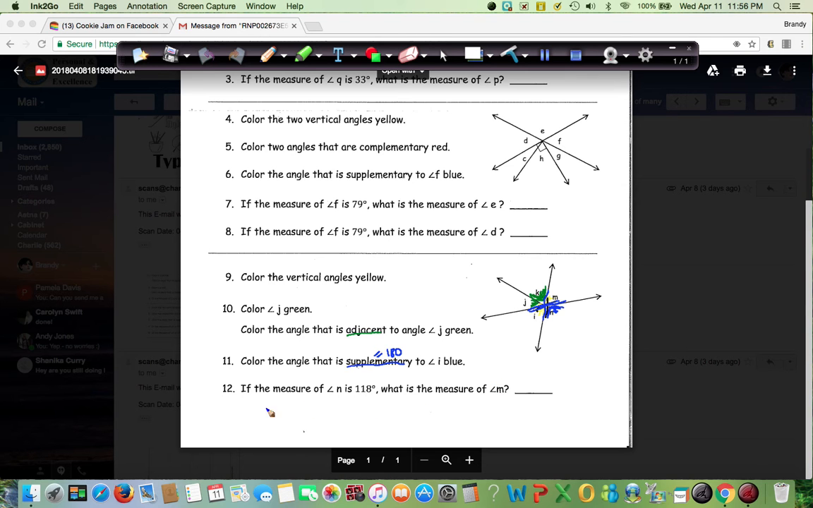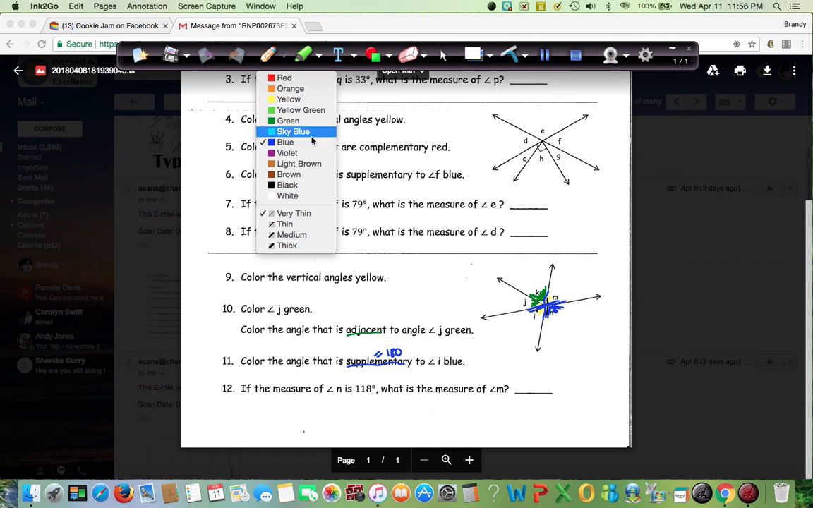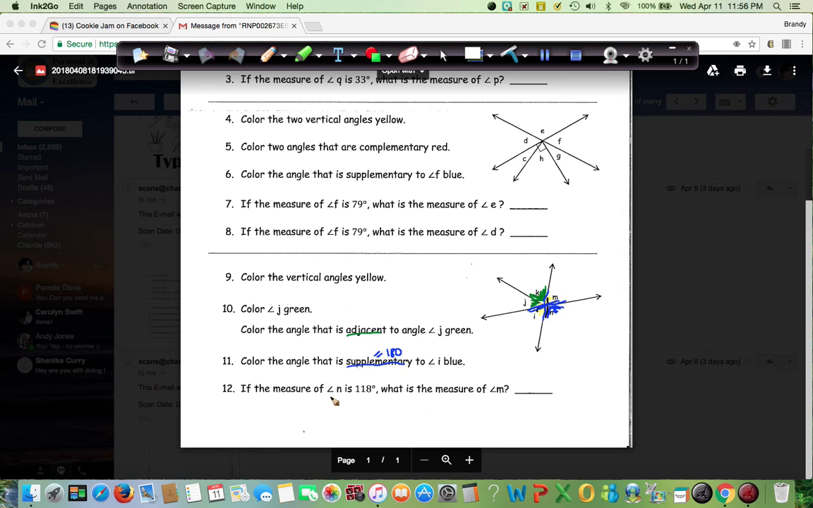All right, last one. If the measure of angle N is 118, what is the measure of angle M? All right, so let's get my black pencil here. So angle N is 118. I'm going to go over here and I'm going to write in 118. And now I want to find this guy. Well, guess what? Angles M and N are what kind of angles? These 2 right here. They kind of got a little messed up in all of my drawing. They're supplementary. Look, they make this straight line right here.